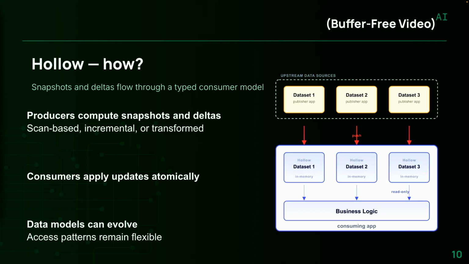It's been in production for over a decade, and how it works is producer apps compute snapshots and deltas that are encoded as Hollow blobs from upstream sources of truth via scan, incremental updates, or transforms. These blobs are published to some durable central storage, which we couple with Amazon S3. Consumers subscribe to updates, pull down these published snapshot or delta blobs, apply them atomically and locally, and they get a read-only view into the data.